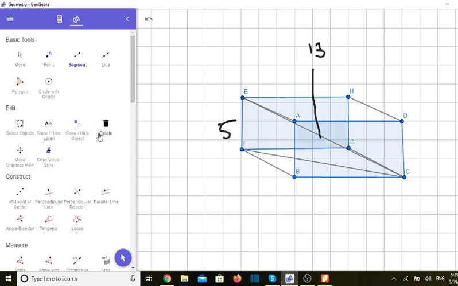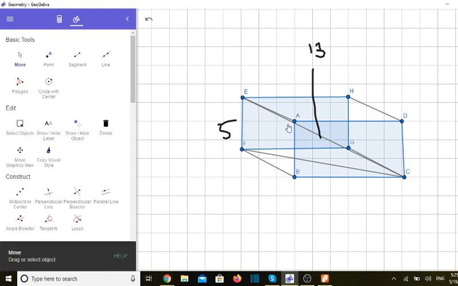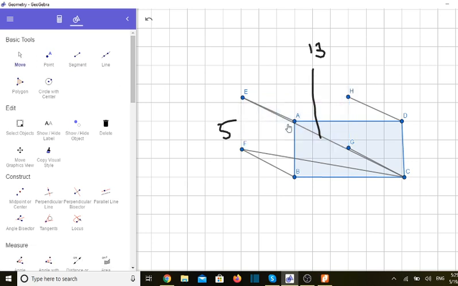I hope you've got the point and now you're able to solve this one. Shall we move on to the next question? Okay, I'll just raise this one and we'll start the next question.